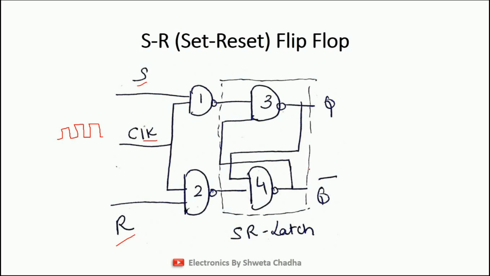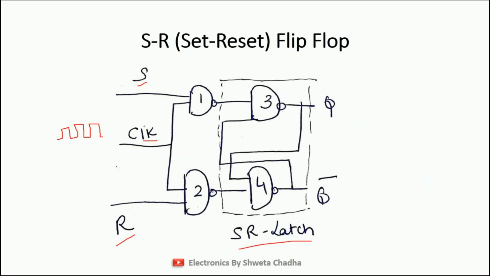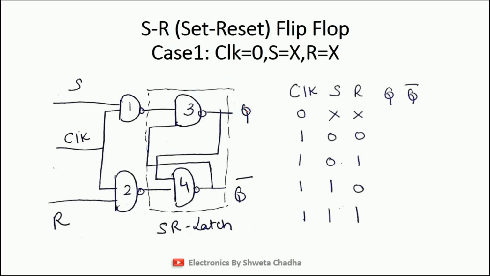Gate number 3 and gate number 4 are nothing but our SR latch, the same circuit diagram which I have just shown you. This dotted portion here is nothing but the SR latch. And in the SR latch, as you can see, the below signal is S and the above signal is R. So let us start the discussion of the SR flip-flop, that is, the set-reset flip-flop.